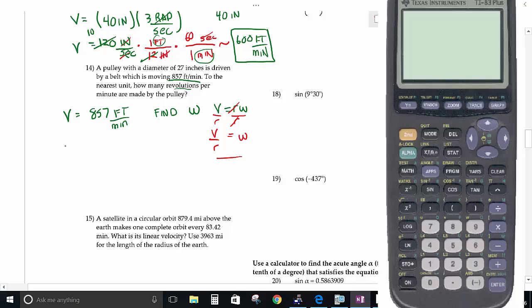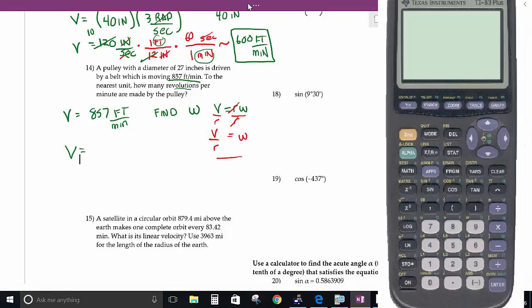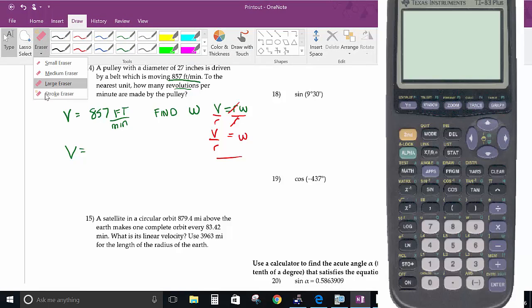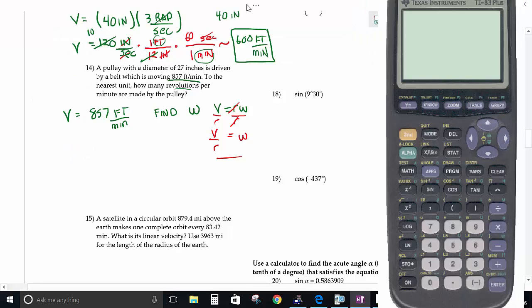All right, so what I'm going to go through now is I'm going to have omega is equal to, because we've got to find the angular velocity. Right, so let's do that. So we've got the angular velocity here. And we're going to do V over R. So V is 857 feet per minute. And then we're going to divide that by the radius. Okay, well, the radius is 27 inches. So half of that, if you do 27 over 2, that will give you 13.5, I believe.